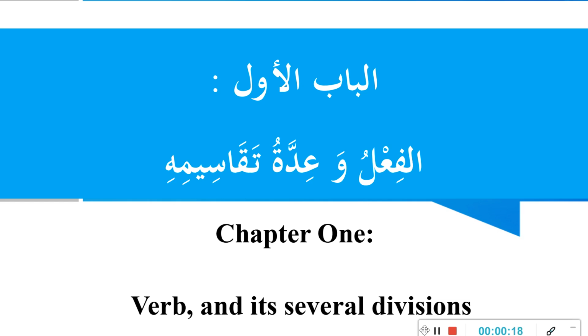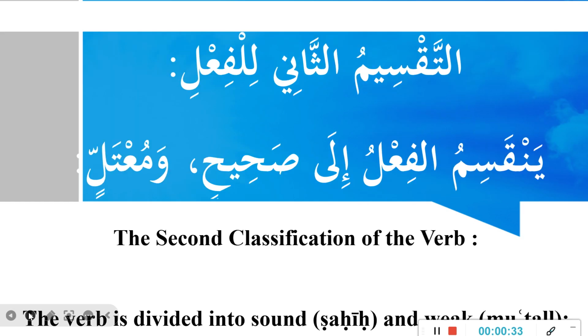Inshallah, today in our Ṣarf we'll be continuing from where we stopped last week. Last week we discussed the second division under the several divisions of verb, and that is the classification of the verb into sahih and weak. Sahih and mu'tal, that is the sound verb and the weak verb.